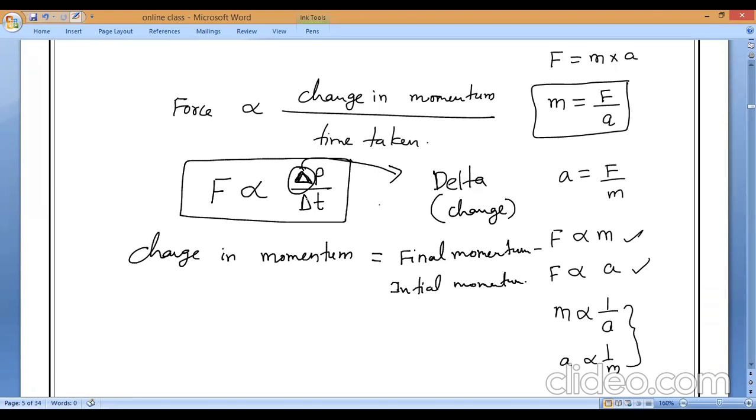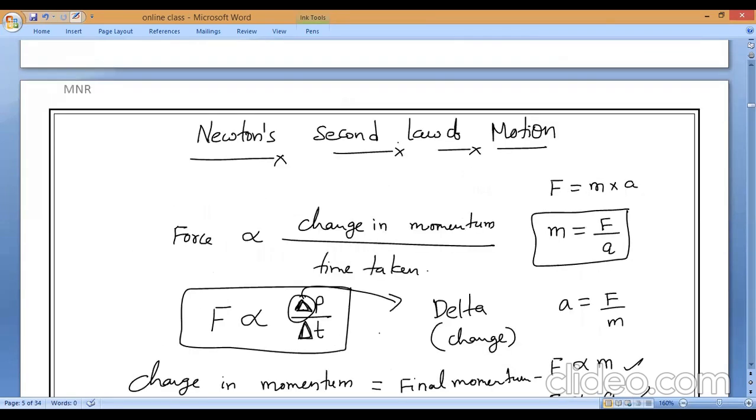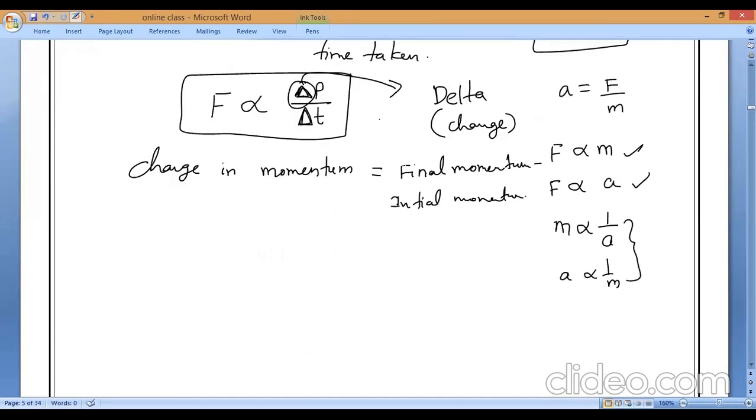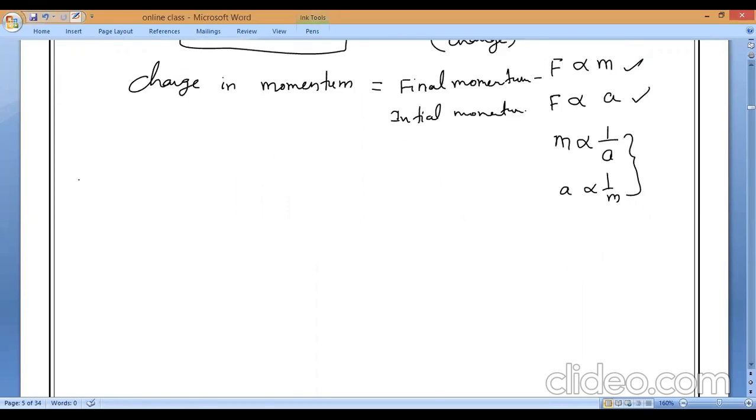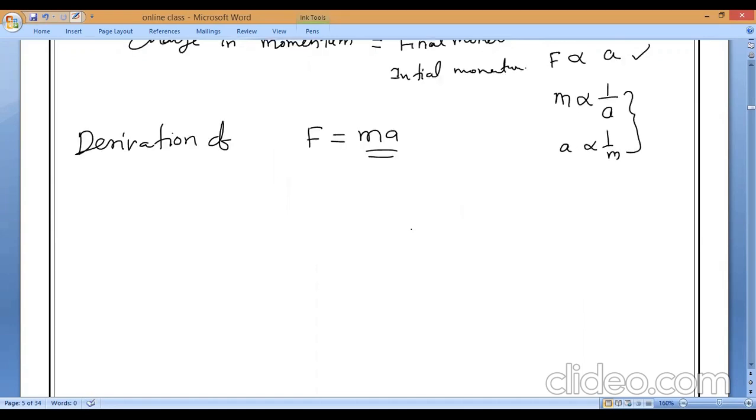Delta P divided by delta T. This is the change in momentum, and that is what we call Newton's second law of motion. Now, observe very carefully. We will do the derivation of F equals ma. Keep the heading "Derivation of F equals ma". Let us discuss how this derivation comes about and what we have to do.